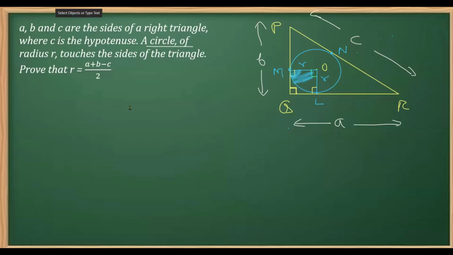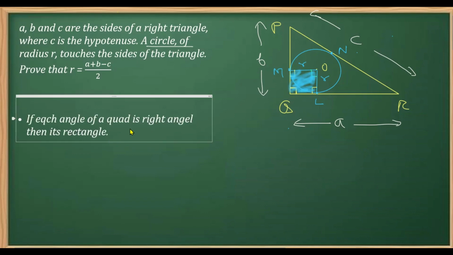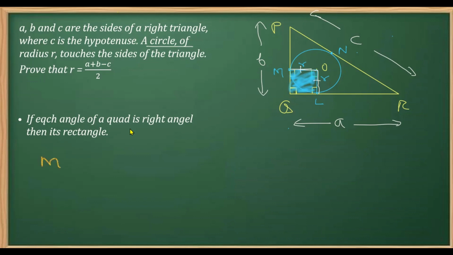So you'll be writing this angle as 90 degree. So I should call this figure a rectangle, and the reason is what? Since each angle of a quadrilateral is 90 degrees, it's a rectangle. Now check here. In this rectangle, this side is equal to this side, that is radii, right? And if the adjacent sides of a rectangle are equal, then it becomes a square. So now we can write over here MQNO is a square, and the reason is already provided.